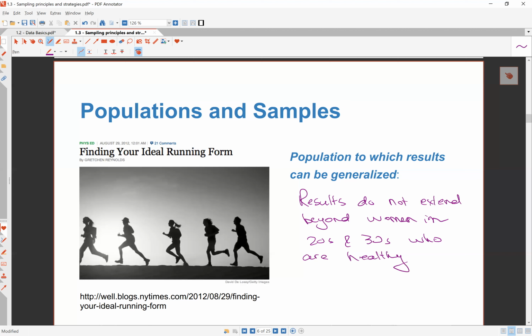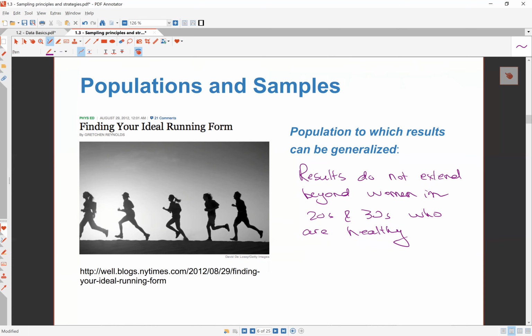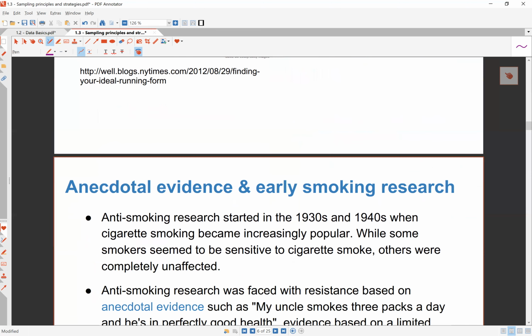Whatever your conclusions are, they're not going to apply to everyone. They can only, or at most, can be generalized to groups of people who are similar to those people in your study. So this is an example where you have to very carefully sit down and define your target population so that you know the sample that you collect is representative of the target population.